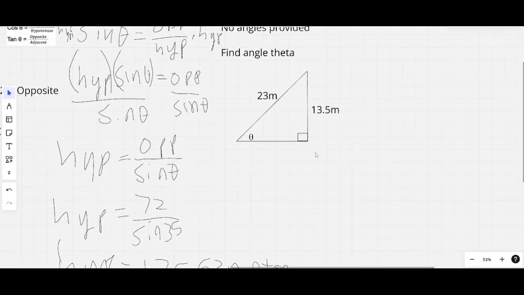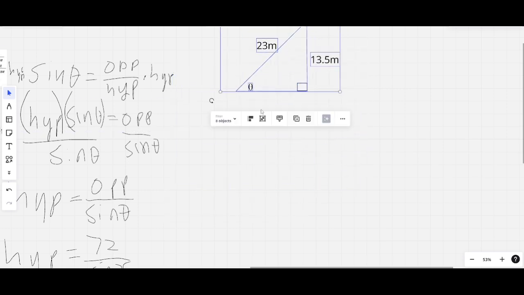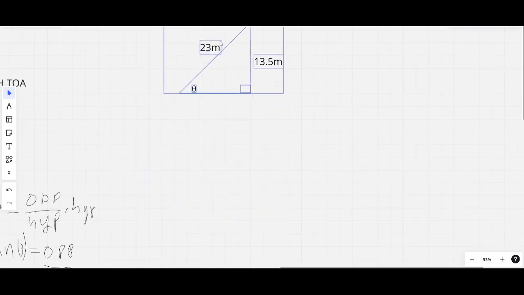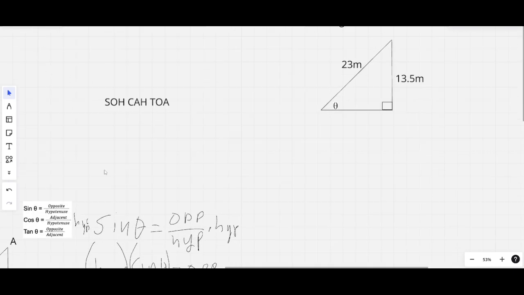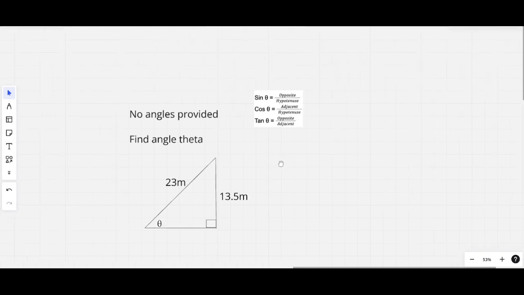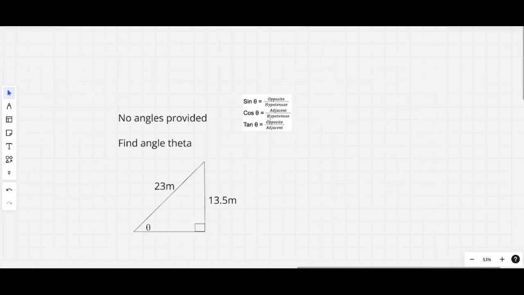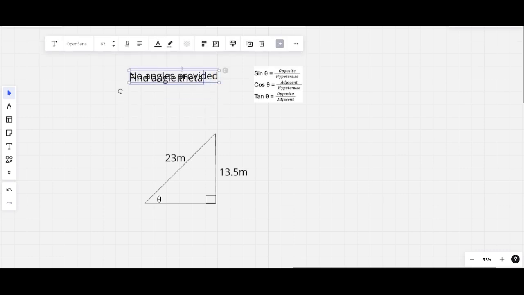Now, let's take a look at this question. So of course, we're not always going to be given the angle all the time. We have to look for the specific angle. In this case, if we're looking for an angle, that means two sides are most likely given. So we have to determine which ratio to use. Let's first start with what we can do.